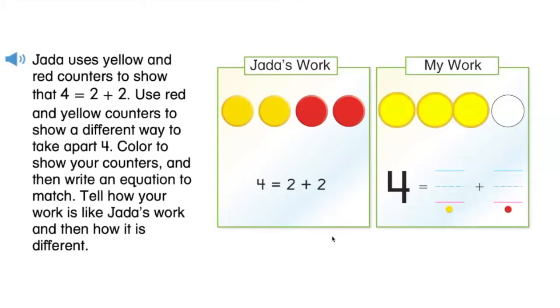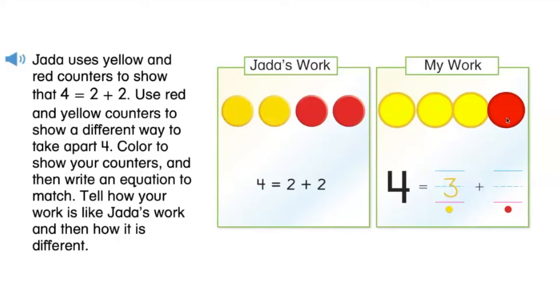All right, so first thing I'm going to do is Jada used 2 yellow counters, so this time I'm going to use 3 yellow counters. And I'm going to use 1 red counter. Let's check just to make sure that that still equals 4. 1, 2, 3, 4. We got it. All right, next we need to write the numbers to show our problem. There are 1, 2, 3 yellow counters, so I wrote the number 3 in yellow.